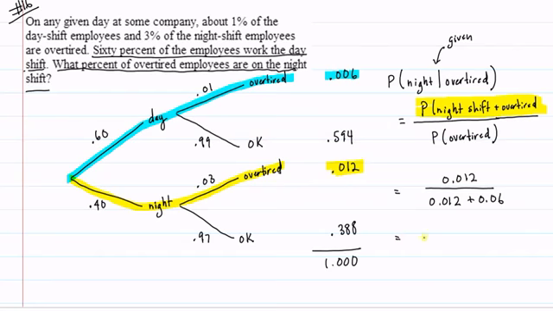When you type this in your calculator, you're going to want to make sure to use a parenthesis on the second number. So I would type it like this, 0.012 divided by parenthesis 0.012 plus 0.006. Okay, and that should give you, let me do it, 0.012 divided by 0.012 plus 0.006. That gives me 0.667 approximately. And that's it.